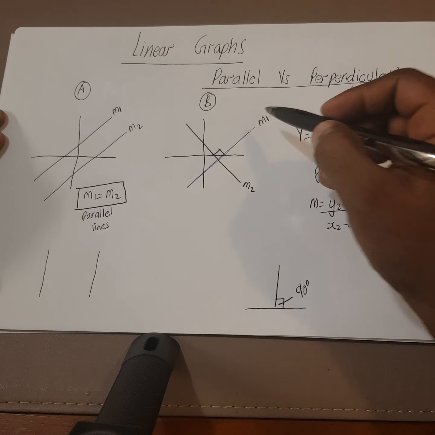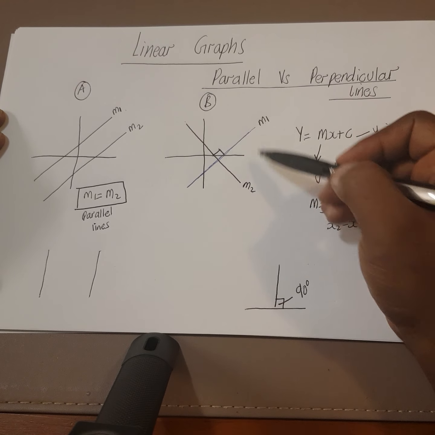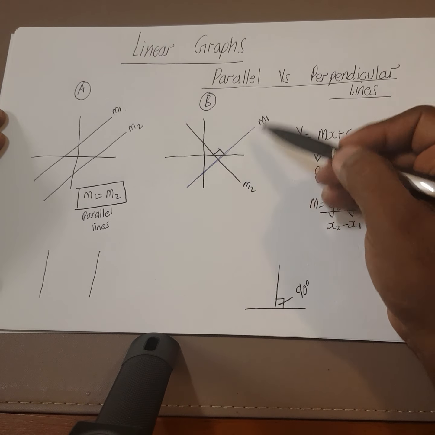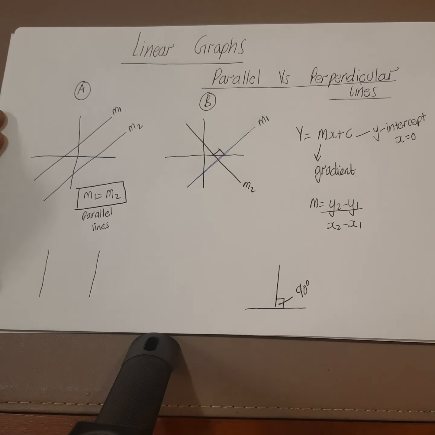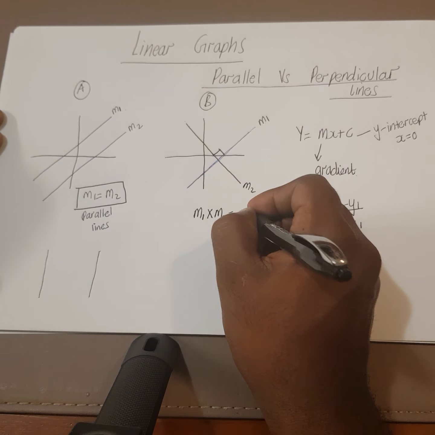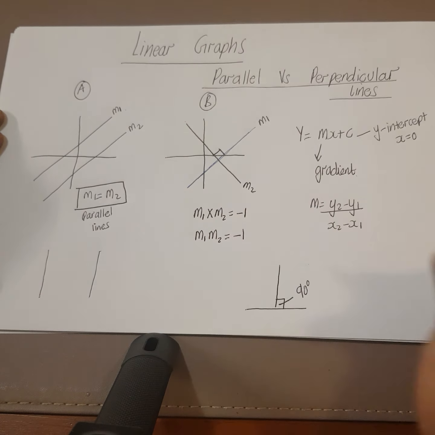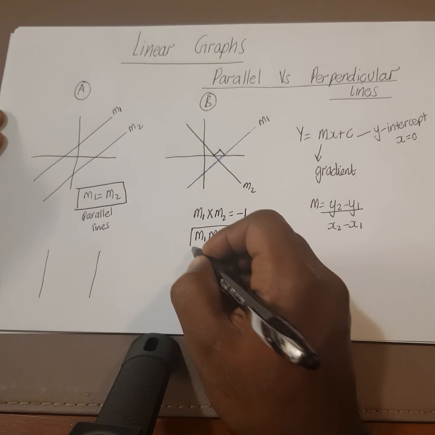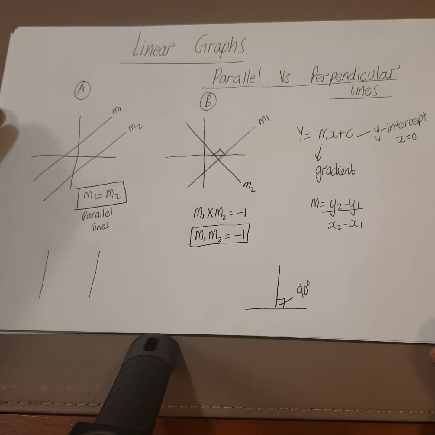What do I mean by that? When we've got the gradient M1 and the gradient M2, and we times them, as you know, product means times, the product or the answer will be -1. So in perpendicular lines, M1 times M2 equals -1, or M1 M2 equals -1. In other words, two lines are perpendicular when the product of their gradients is -1. That's how you differentiate between parallel and perpendicular lines.